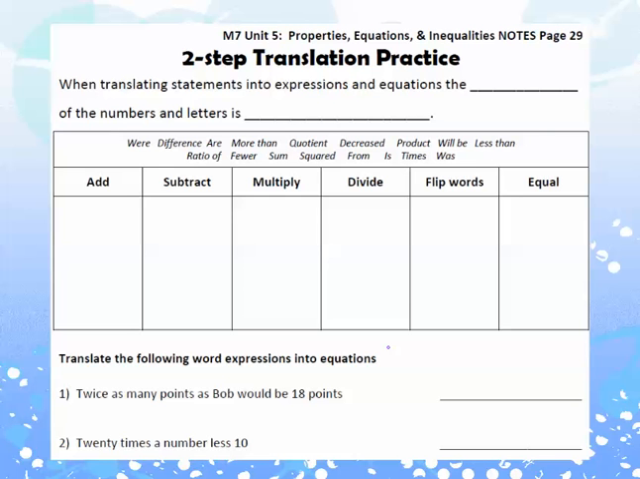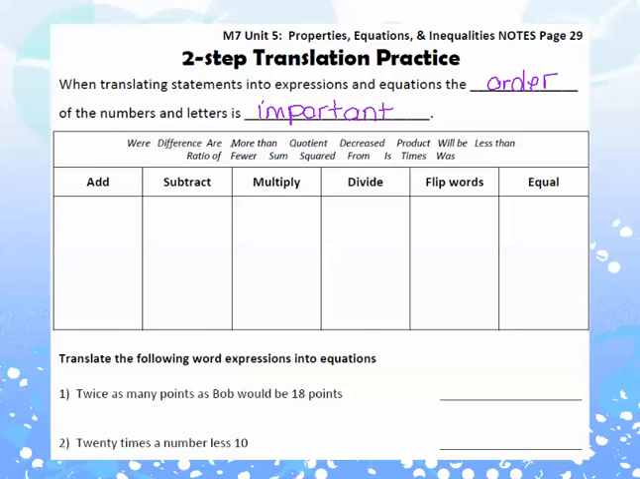Class, today we're on notes page 29 and we're talking about how to translate two-step equations from words. So when translating statements into expressions and equations, the order of the numbers and letters is important. And we know that from solving, when we were translating in order of operations and when we were translating in one-step equations. So I want you to take a minute and sort the words into the categories that they belong in.